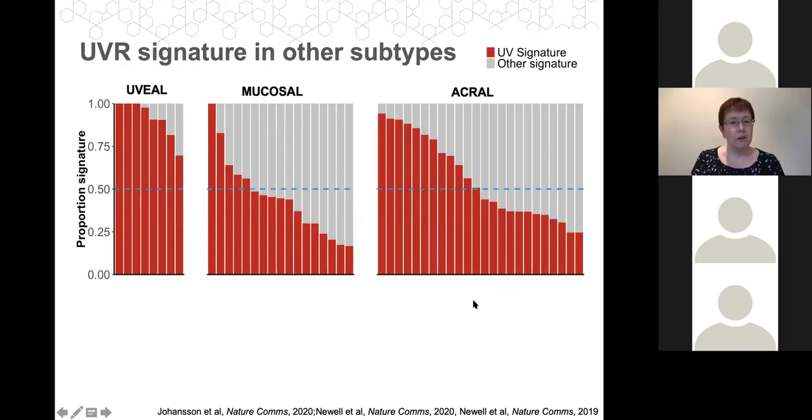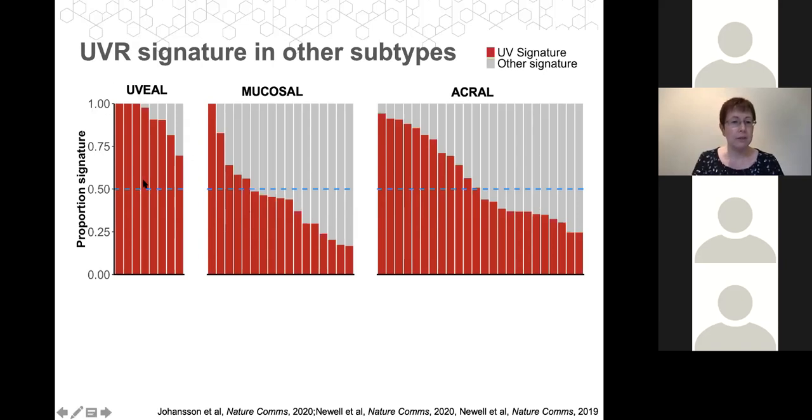Traditionally, it's been thought that UV signature is not important in the other subtypes due to the fact that they're in less sun-exposed sites. However, in recent years, we and other groups have shown that there are a subset of samples in these other subtypes which do have an ultraviolet radiation signature, and this is due to the location of where the tumour has developed.